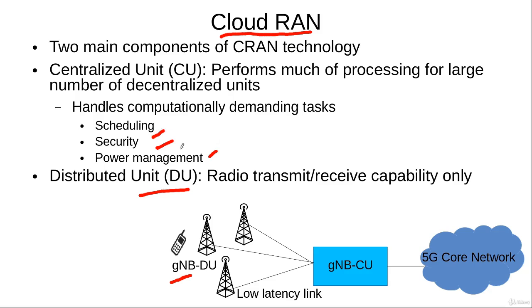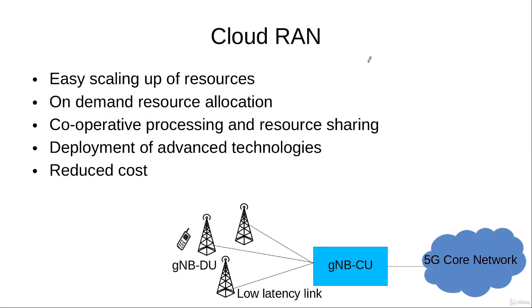All these computationally demanding tasks are basically done at the GNB CU or GNB centralized unit, while your GNB DU is relatively a dumb device because it only handles the radio transmit and receive. Now, there are many advantages of this approach.